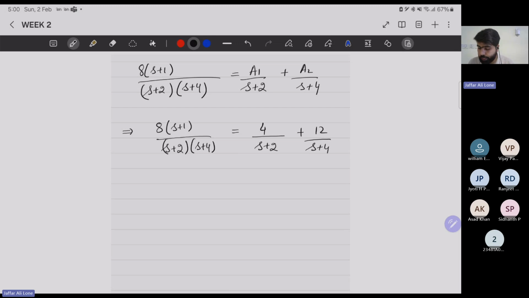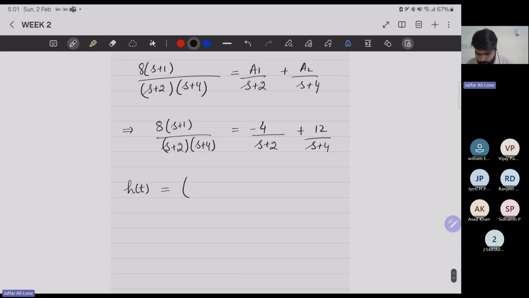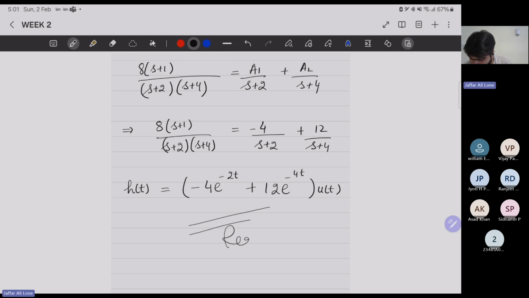So then when we take the inverse Laplace, which is actually the impulse response, the impulse response will be, right? So I think it's -4, whatever, you'll have to check. So it will be -4 e raised to the power minus 2t plus 12 e raised to the power minus 4t u(t). So this is the required impulse response.